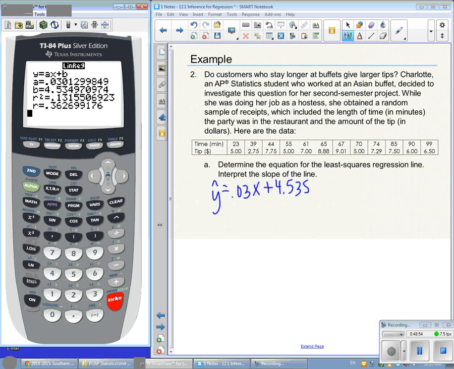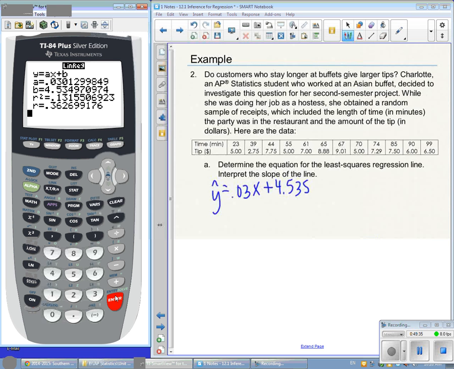Okay, so what does the slope represent? We're talking about people. I guess I should probably read the question. So do customers who stay longer at a buffet give larger tips? So Charlotte, a statistics student who worked at an Asian buffet, decided to investigate the question for her second semester project, which I am not making you do. You can thank me later. While she was doing her job as a hostess, she obtained a random sample of receipts, good for her, which included the length of time in minutes that the party was in the restaurant and the amount of tip in dollars. Here are the data. Let's assume that she has scaled it so that this is per person and not for like a table of 8 people that she's only making $7.